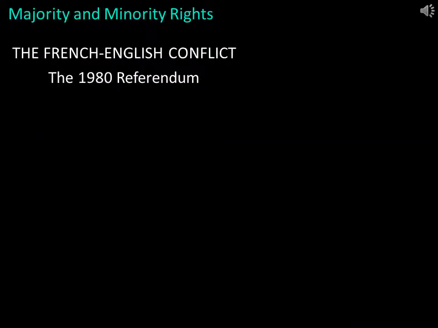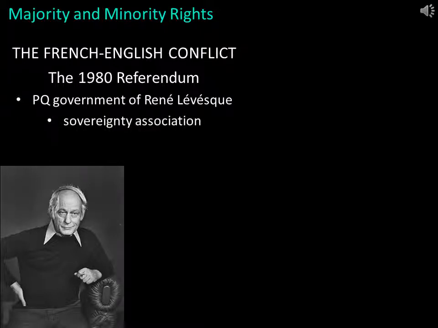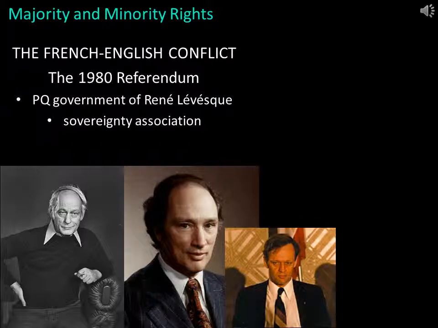The 1980 referendum. René Lévesque's PQ government scheduled a referendum in May of 1980 on the question of sovereignty association. This would give Quebec the exclusive power over making laws affecting the province, levying taxes, and foreign relations while maintaining an economic association with the rest of Canada, including free trade and a common currency. Prime Minister Trudeau appointed his Minister of Justice, Jean Chrétien, to organize the Federalist campaign.